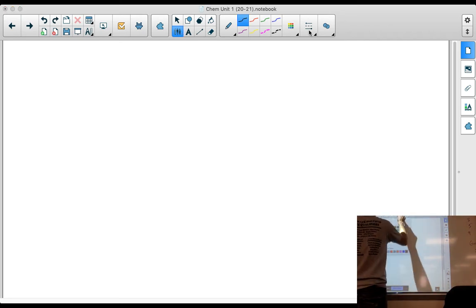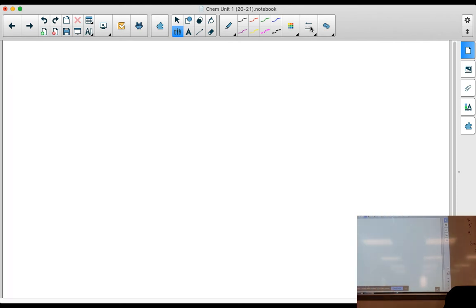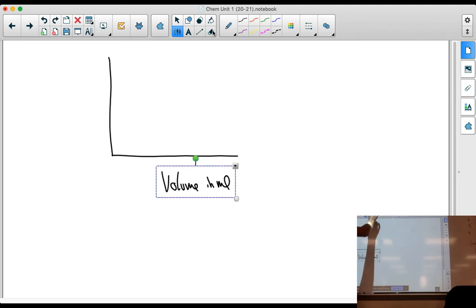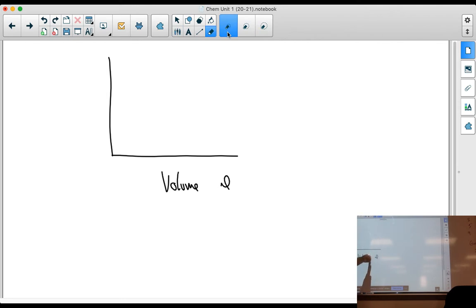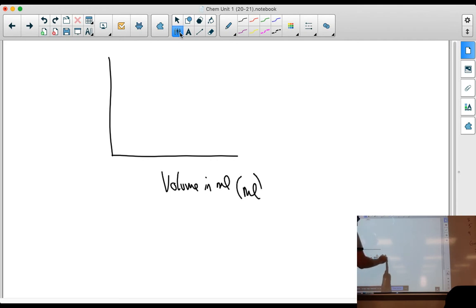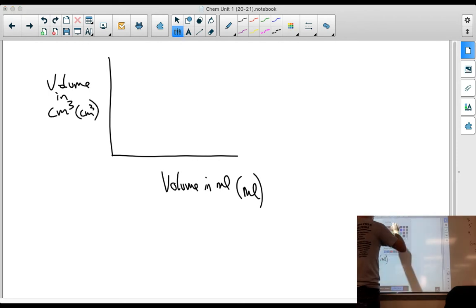All right, I am going to sketch a graph, like what I just had in graphical analysis. I have volume down here, volume in mLs. Measured, again, unit of measure, mL. Here I have volume on the y-axis as well in cm cubed. Again, what's the unit? Cm cubed. Seems redundant, but just do it.